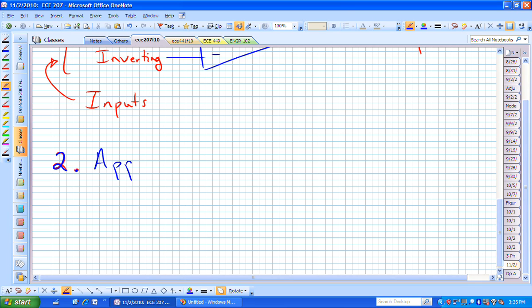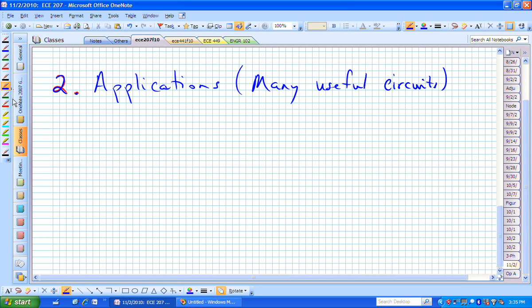But now, with these devices, we can do a lot more applications, or we can make many more useful circuits. For example, we might connect these in such a way that we can add or subtract different signals. We may have some voltages that we want to compare or add up to each other. We could use these as summing devices.